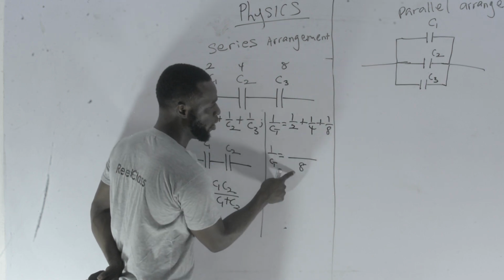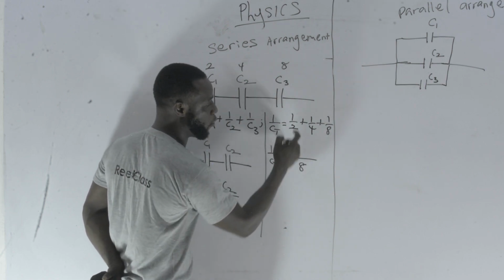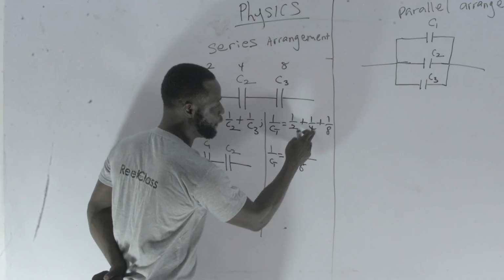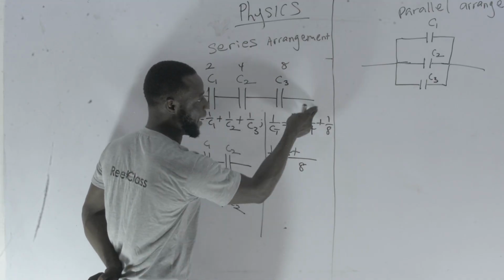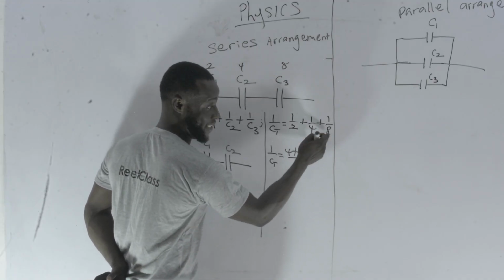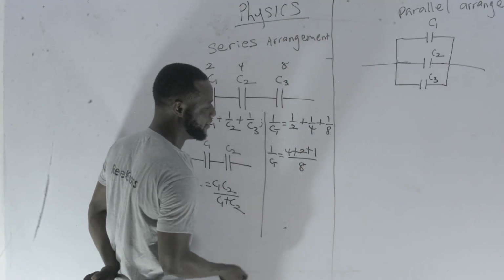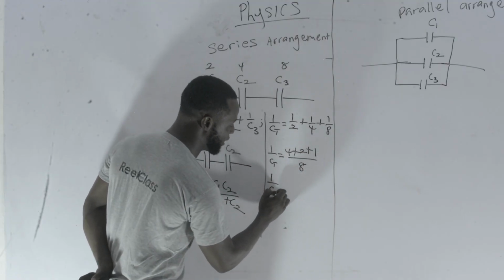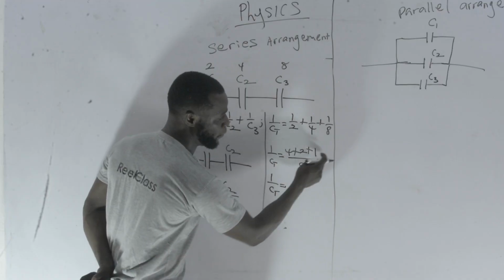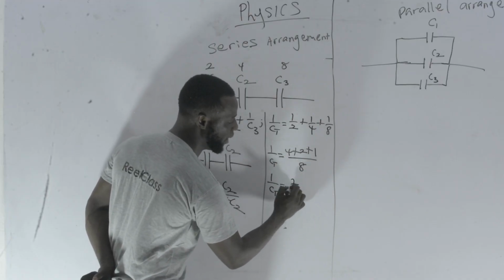2 into 8 will give me 4. 4 times 1 is 4, plus 4 into 8 will give me 2. 2 times 1 is 2, plus 8 into 8 will give me 1. 1 times 1 is 1. I will add this up. I will now have 1 over C total is equal to, if I add up all of these numbers, I will get 7 up there divided by 8.